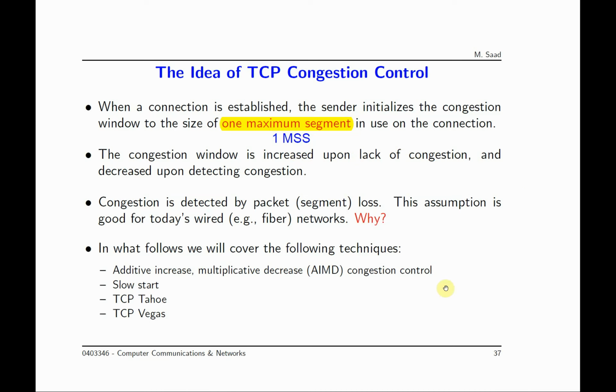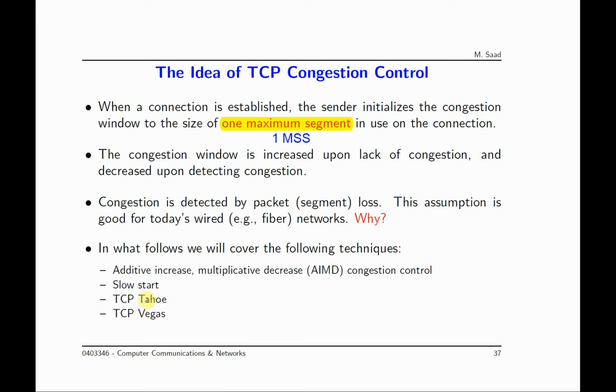Go up by how much and go down by how much depends on the actual mechanism that we deal with. We have several TCP congestion control mechanisms, and in this lecture I will focus only on TCP Tahoe, which is a well-known TCP congestion control mechanism, and it is very close to what the internet is implementing nowadays. So this is what we will focus on.